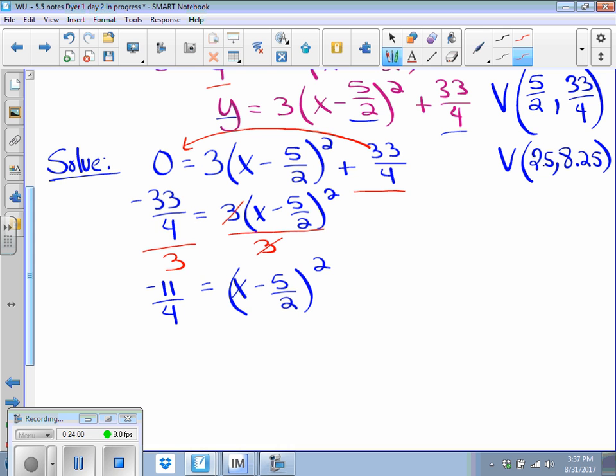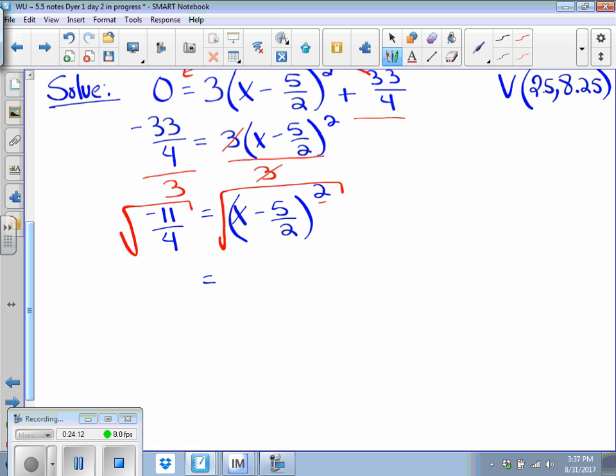Now, I need to get rid of this squared right here. So I take the square root of both sides. That eliminates my squared exponent. So I'm just left with x minus 5 halves. Over here, I'm going to break those apart. So it's the square root of negative 11. So that's the same thing as i times the square root of 11 over the square root of 4, which is 2. Last thing I need to do, move the 5 halves over. Oh, I forgot something. I forgot something very important. I forgot the plus or minus.